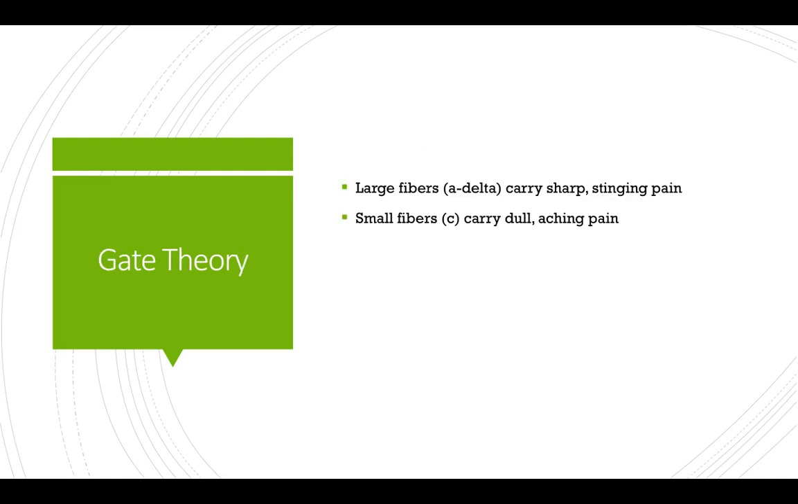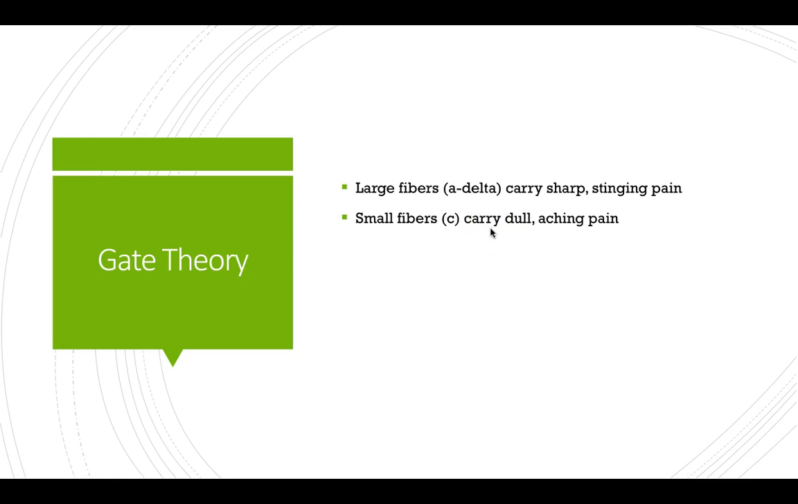So within gate theory, thinking to what we've now talked about with these primary afferents, our first order neurons, large is a relative term here, right? They're larger than the C fibers, but they're still small. So really this should probably say small and smallest. But these slightly larger fibers carry more of that sharp stinging pain, that specific localized pain. And the smallest fibers, the Cs, carry more of the dull aching pain, especially a lot of the inflammatory pain. They're polymodal, things like that.